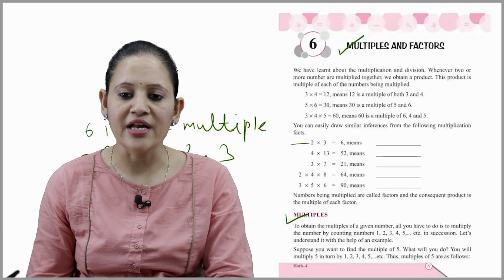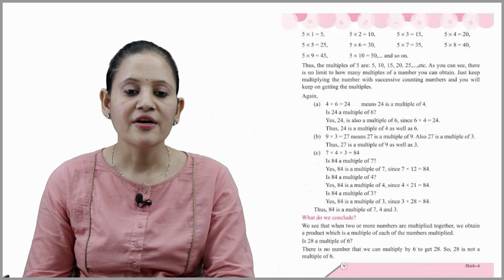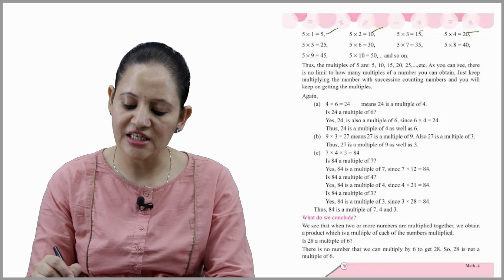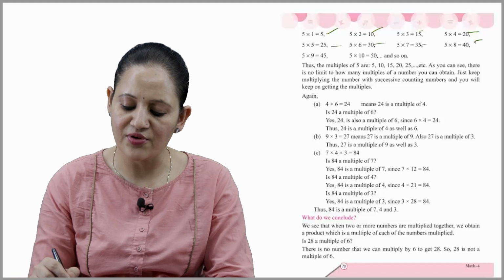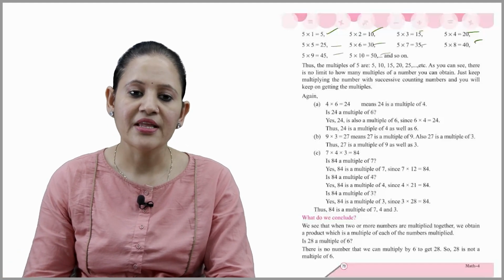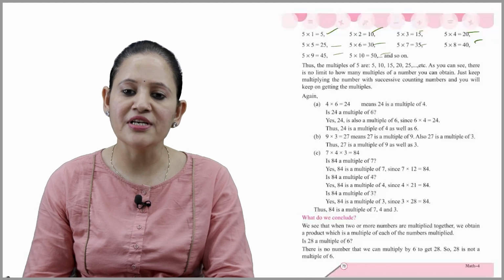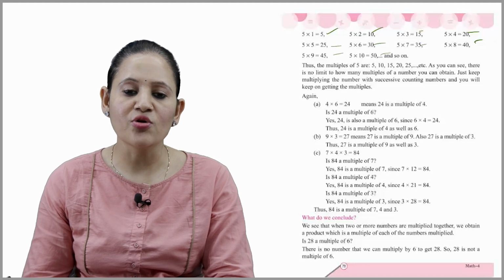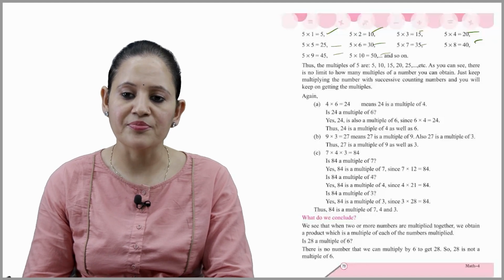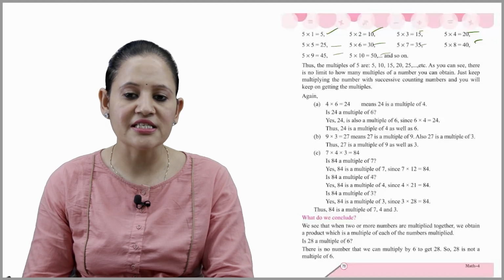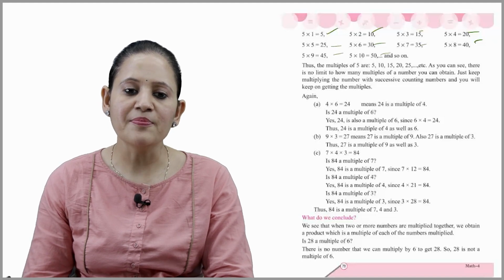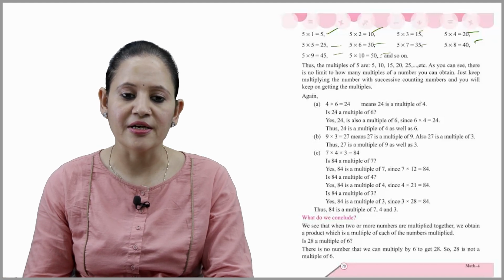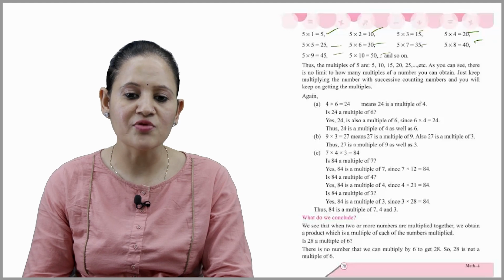Thus the multiples of 5 are as follows. 5 के multiples हो जाएंगे 5, 10, 15, 20, 25, 30, 35, 40, 45, 50 and so on. As you can see, there is no limit to how many multiples of a number you can obtain. Just keep multiplying the number with the successive counting numbers and you will keep on getting the multiples. Means multiples क्या होते हैं? Infinite होते हैं.